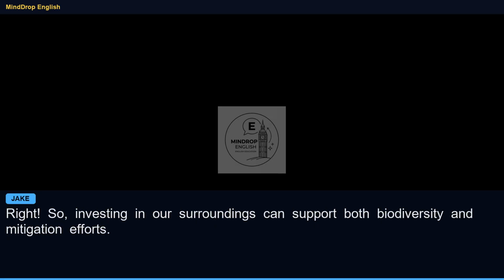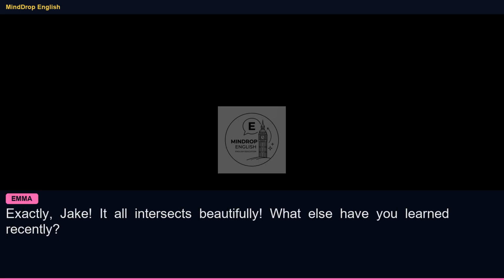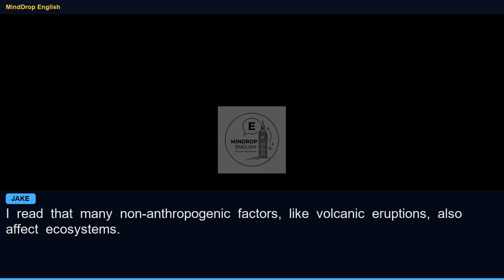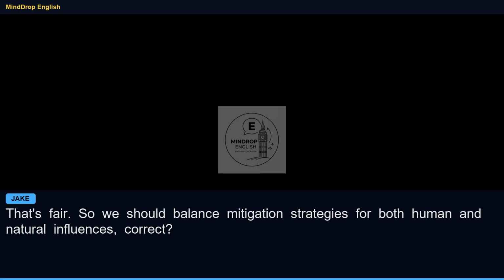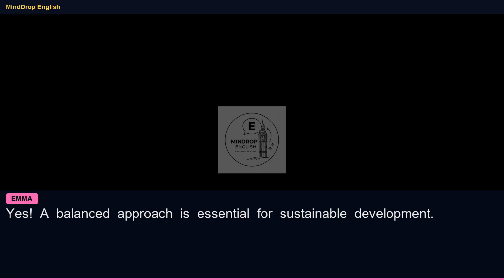So, investing in our surroundings can support both biodiversity and mitigation efforts. Exactly, Jake. It all intersects beautifully. What else have you learned recently? I read that many non-anthropogenic factors, like volcanic eruptions, also affect ecosystems. Very true. Natural events can have dramatic impacts, but we must focus on our anthropogenic effects too. That's fair. So we should balance mitigation strategies for both human and natural influences, correct? Yes. A balanced approach is essential for sustainable development.